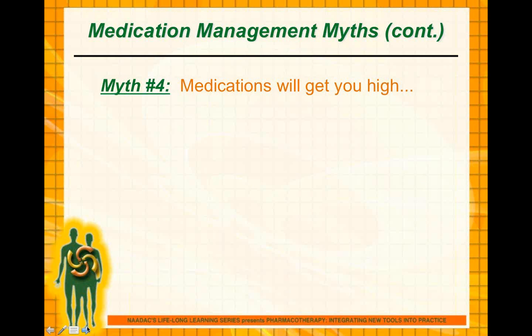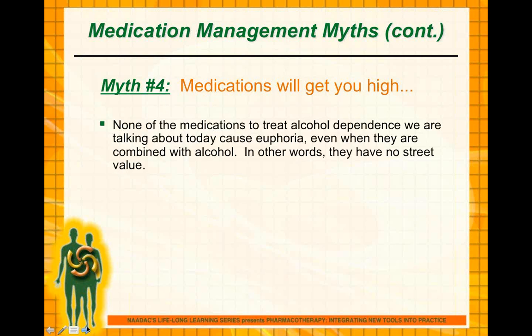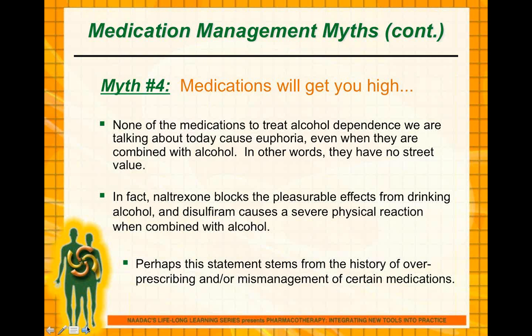Moving on to this fourth myth, medications will get you high. Again, I think this is one that we've commonly put into our understanding of pharmacotherapies, and the fact of the matter is none of them that we're talking about today to treat alcohol dependence in any way cause euphoria, not even if they're combined with alcohol. So in other words, none of these 4 medications that we're talking about for alcohol dependence have any street value. In fact, naltrexone blocks the pleasurable effects from drinking alcohol, and disulfiram causes a severe physical reaction when combined with alcohol. So that's kind of the opposite of what conventional knowledge has told us about taking medications to treat addiction, that they're going to get you high or they're addictive.